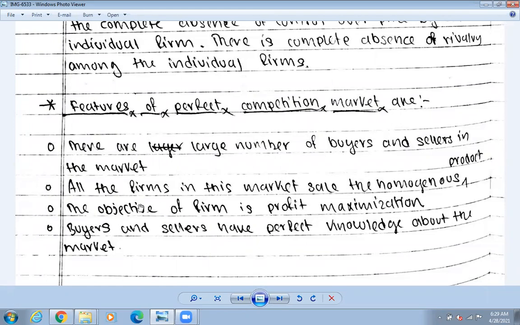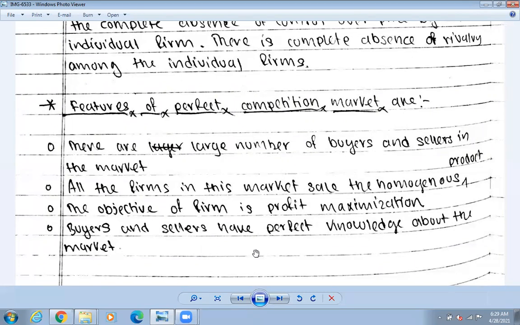Next one is that the buyer and seller have perfect knowledge about the market. So one must have good knowledge about the market. That is also the third feature of the perfect competition market.